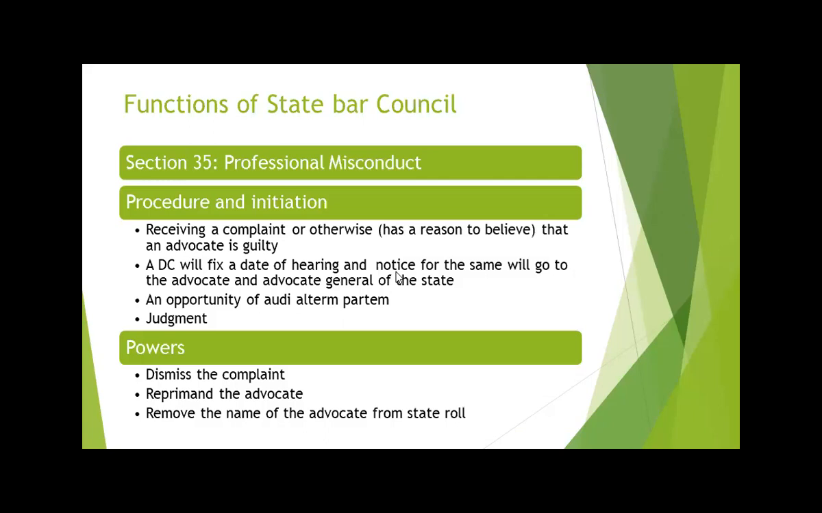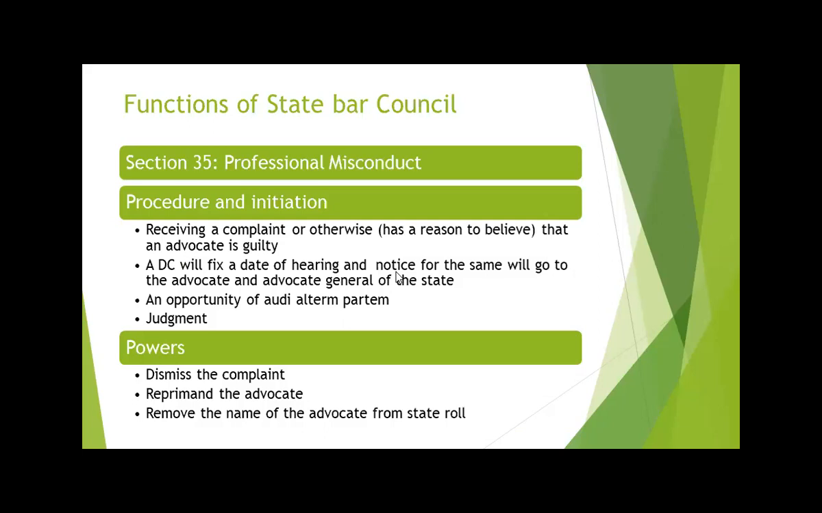The second one is there should be a disciplinary committee fixed, and they should fix a date for the hearing of the case and shall cause a notice thereof to be given to the advocate concerned and to the advocate general of the state. The disciplinary committee of the State Bar Council, after giving the advocate concerned and advocate general the opportunity of being heard, then they can go to the judgment.